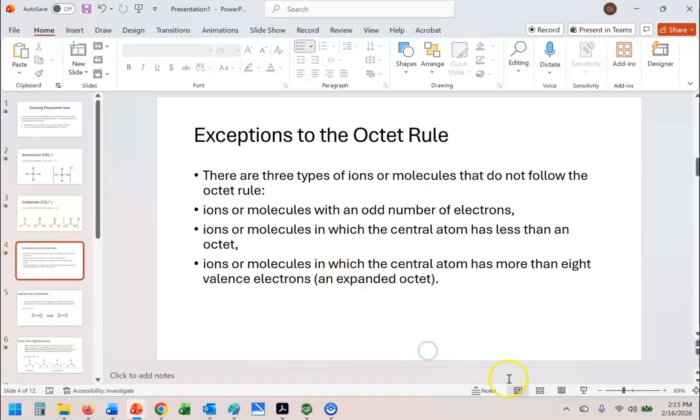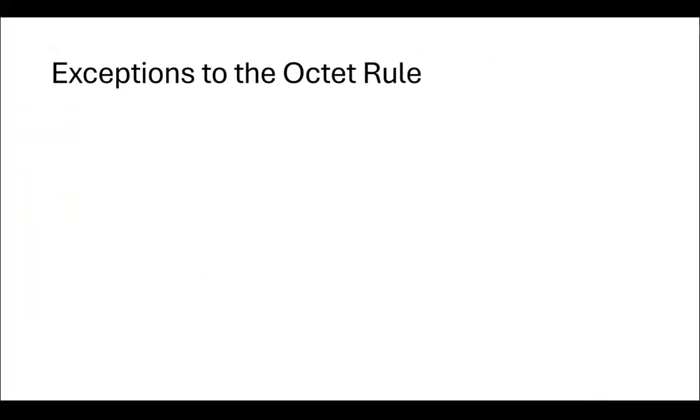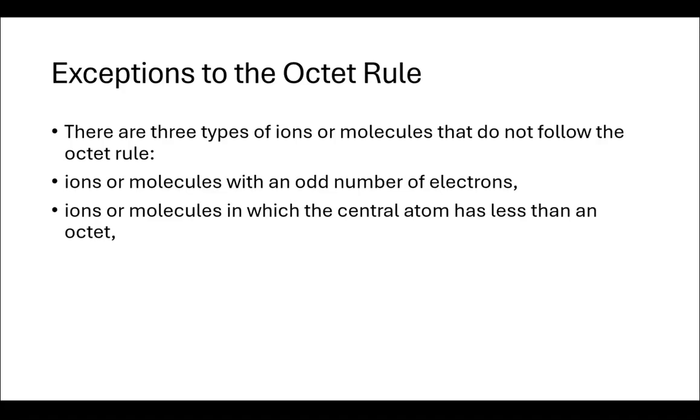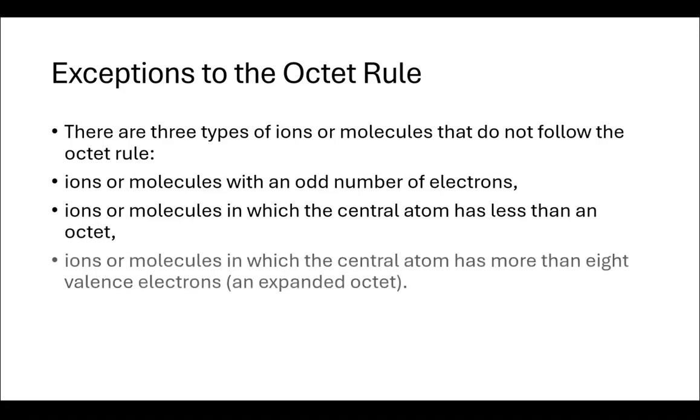Okay, let's try going back to that. Ions or molecules with an odd number of electrons. Ions or molecules in which the central atom has fewer, oh boy, I'm not going to go back and fix that, but really, I'm kind of a grammar nut, should say fewer than 8 electrons in its valence shell. And ions or molecules in which the central atom has more than 8 valence electrons in its valence shell.